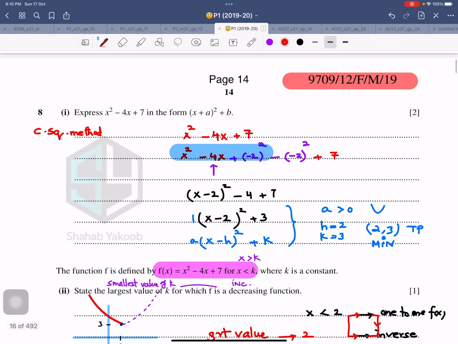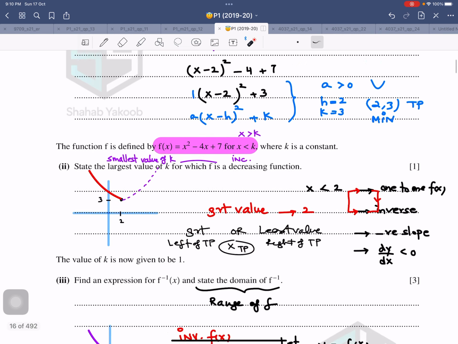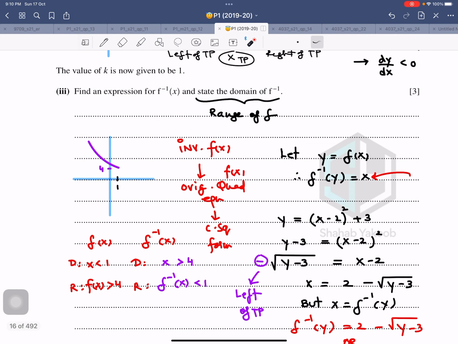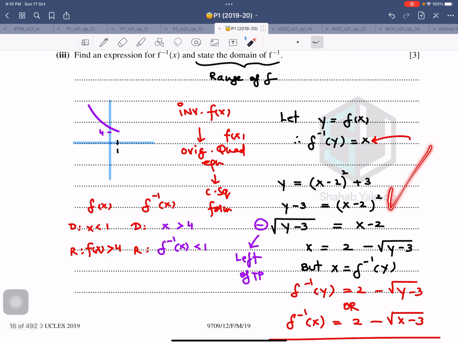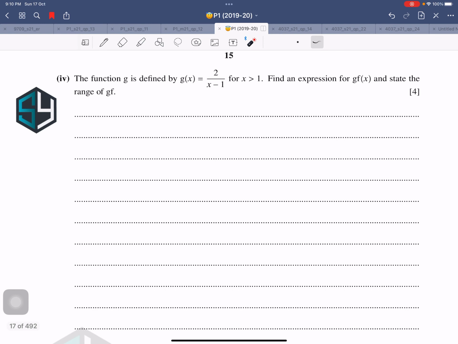Now, how many marks have we earned so far? We have earned 2 marks for completing the square, 1 mark for this basic question. Of course, I am taking a little bit more time to explain the scenario in detail and find an expression for f inverse. So maybe 1 mark for this, or 2 marks for this, and 1 mark for this part. So now let's move to the last part.